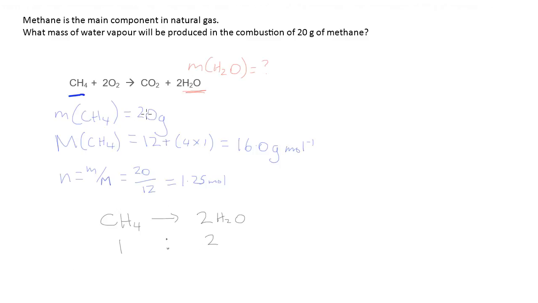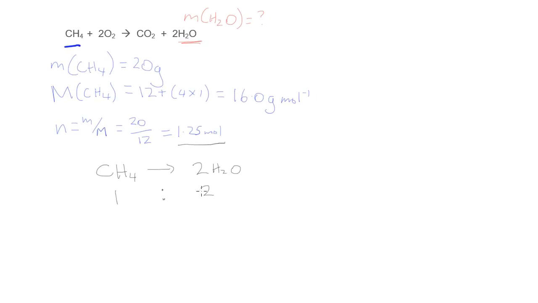This is important because we need to transfer our number of moles of our known substance, the methane, to determine the number of moles of our unknown, in this case the water. So because of this 1 to 2 ratio, we need to double the number of moles of methane to give us the number of moles of water. So my number of moles of water is going to equal the number of moles of CH4 times 2. So simply 1.25 times 2 is equal to 2.50 moles.